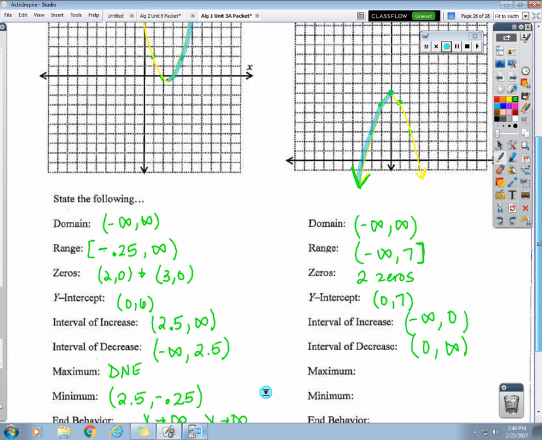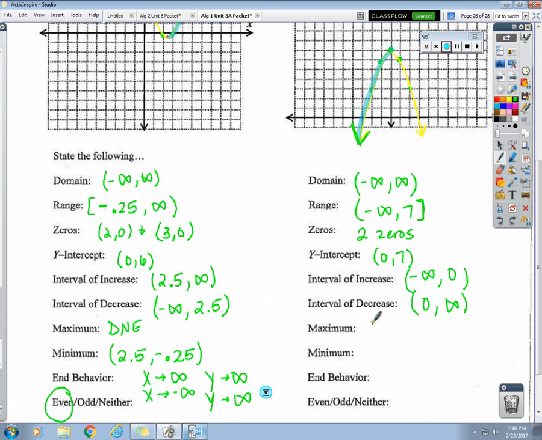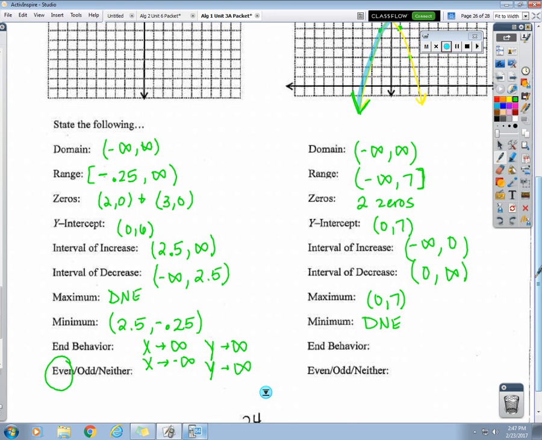Okay, is there a max or a min for this problem? A max. So the min doesn't exist because it goes down forever. And where is that max? 0, 7. The vertex and the y-intercept is also the max. End behavior, as x approaches infinity, y approaches negative infinity. As you go right, you go down. As x approaches negative infinity, y approaches negative infinity. If you go to the left side, you still go down, which makes it even.